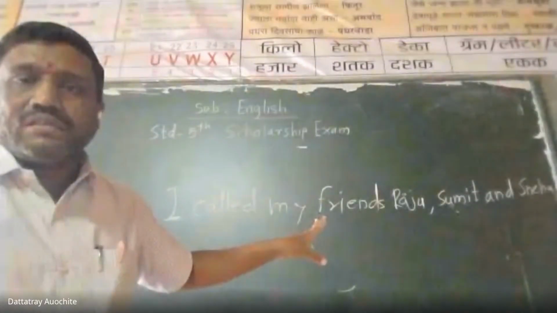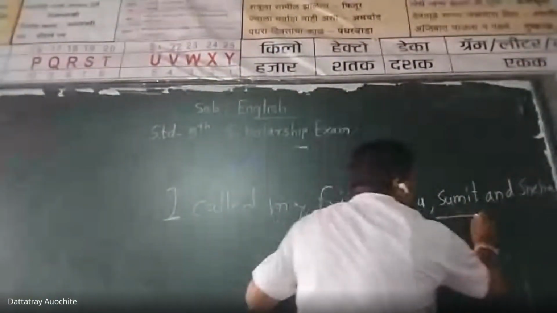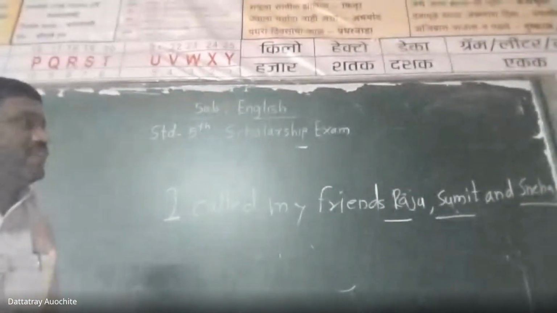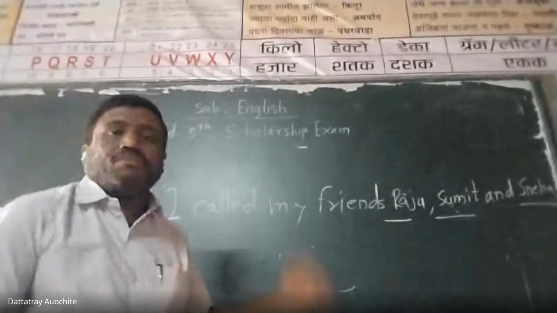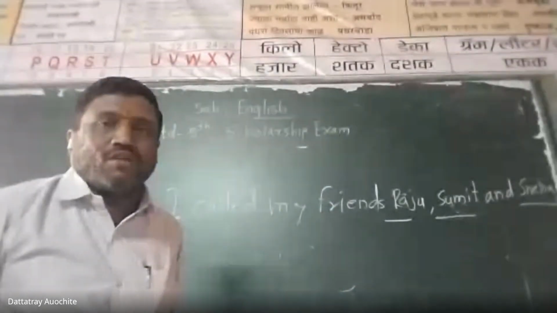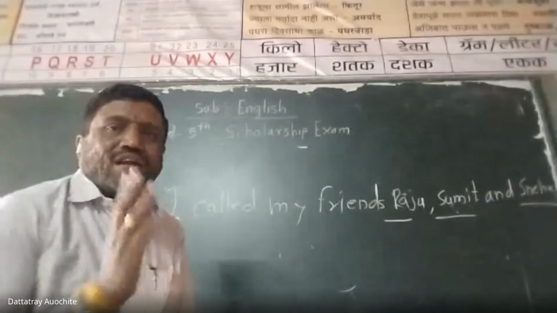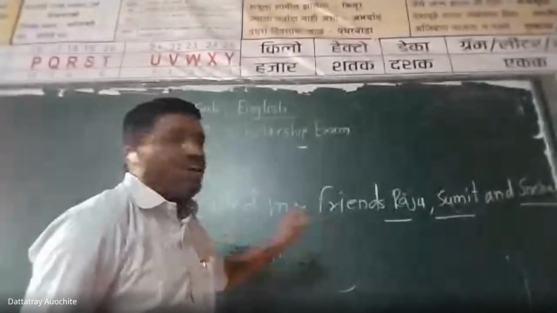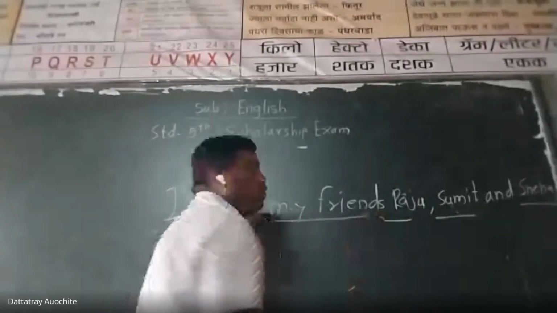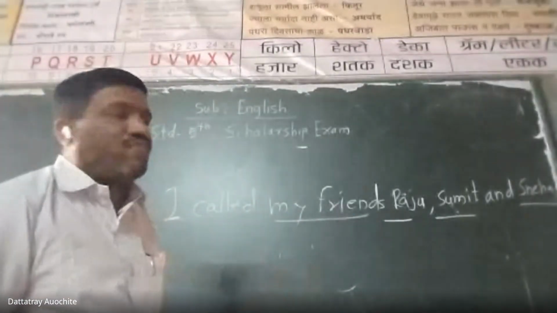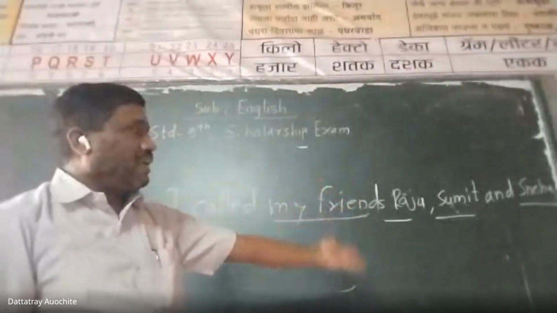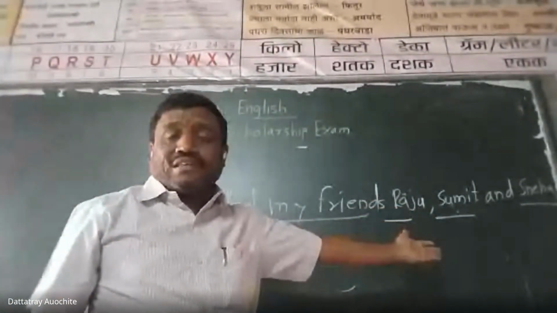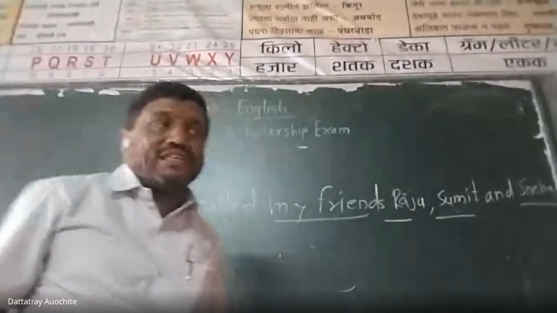Which are these words? Raju, Sumit and Sneha. These are some words I use here from the same category. These all are proper nouns. You may say in other words, I use some examples of the term my friends here. Who are my friends? The answer is Raju, Sumit and Sneha. So together, I use all these words in one sentence.